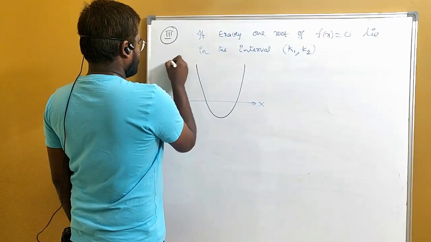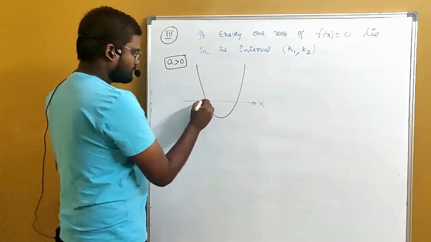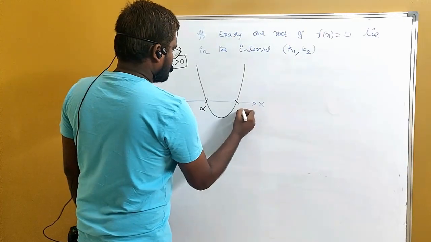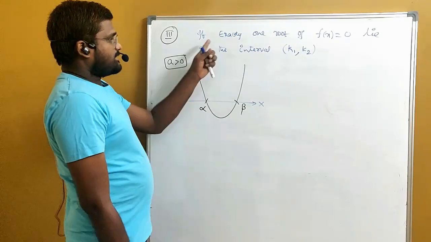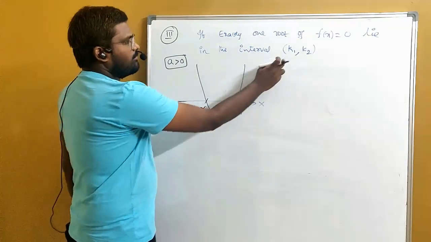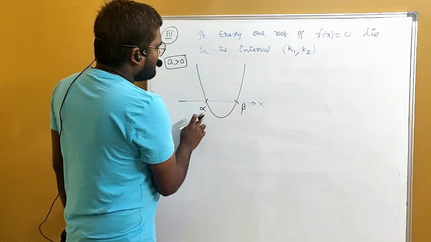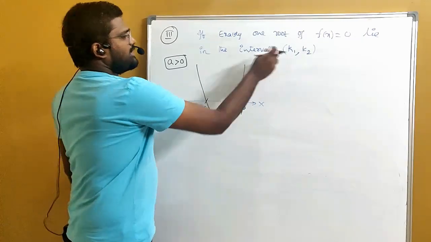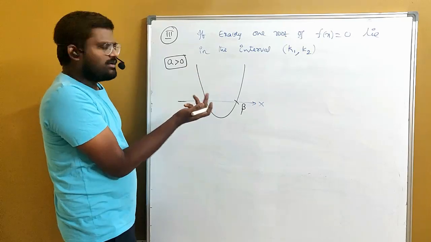Two roots. Now this is the a greater than 0 case. Alpha, beta. Now I said exactly one root of f of x equal to 0, that means either alpha or beta belongs to this interval k1 comma k2. Let me assume alpha is that root which is lying in this interval. So that means alpha must lie between k1 and k2.